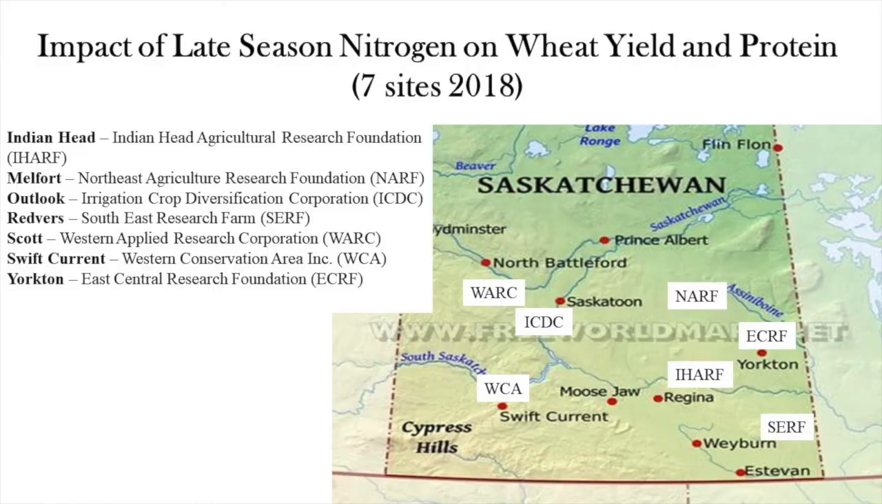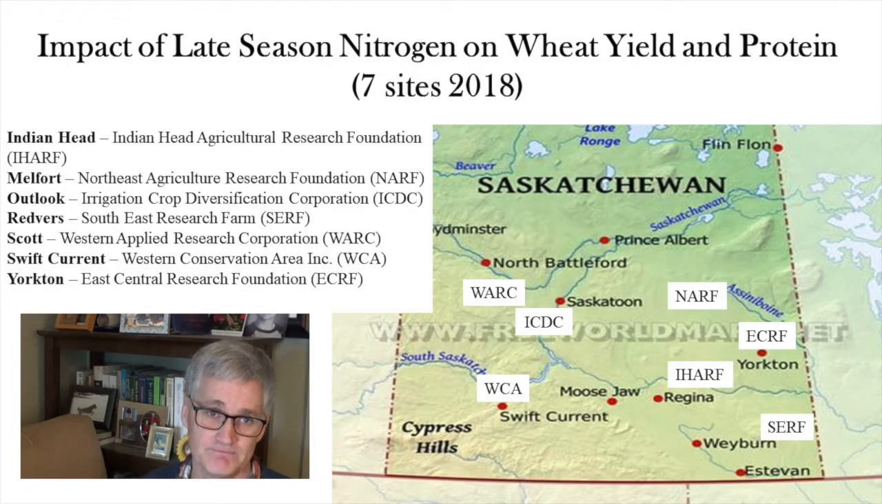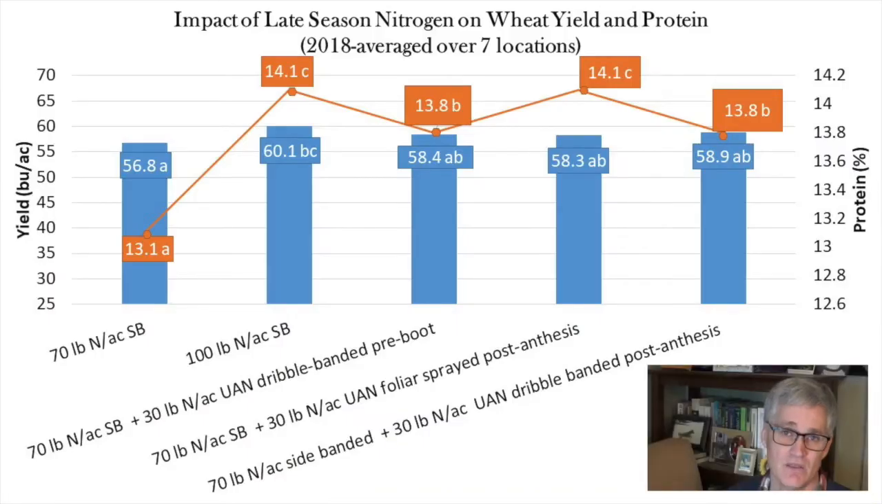Economically, in the end, only 2 of the 15 sites had a positive economic return. So what have we seen? Well, we conducted an experiment looking at late season applications of nitrogen on wheat at 7 AgriArm sites in 2018. The data that you're seeing now is averaged over those 7 locations. The blue bars represent the yield and the orange bars represent the protein.